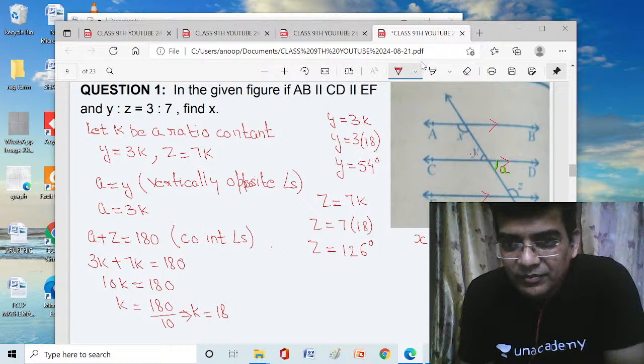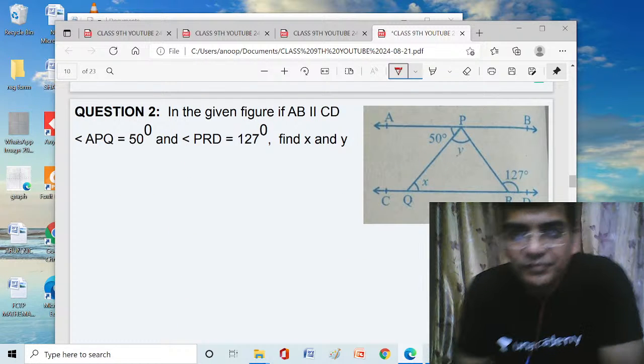Okay, now let's see one more question based on the parallel lines. This one. Now in this also, as you can see, they have given us AB is parallel to CD. These two lines have been given parallel, and two angles have been given to us, and they have asked us to find X and Y.